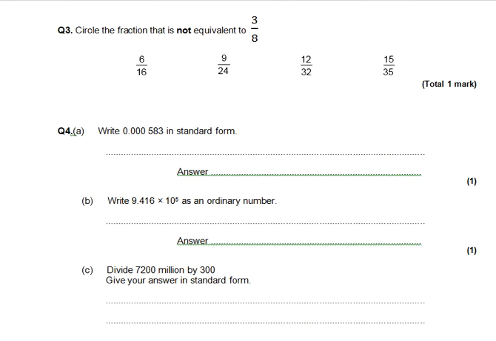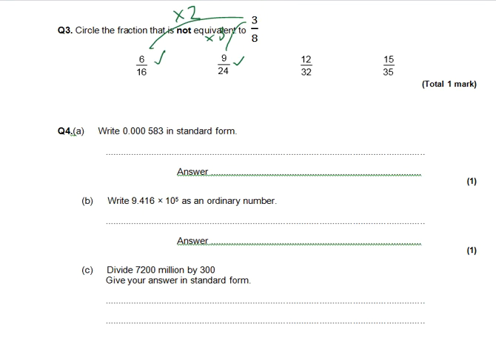Question 3, we're looking for one that's not equivalent. Well, if we multiply this one by 2, remember that we've got to multiply top and bottom, so 8 times 2 is 16, so this one is equivalent. To go from here to here, we're timesing by 3. 3 3s are 9, 8 3s are 24, so this is equivalent.